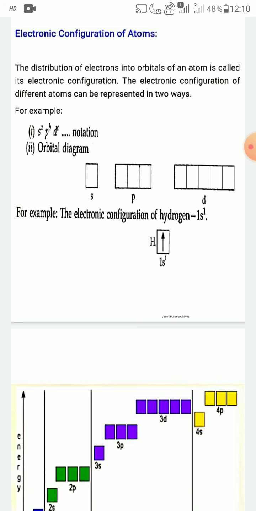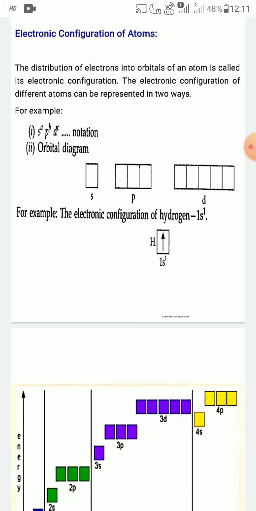Here each box represents one orbital. So for the S subshell there is only one box, because the S subshell has only one S orbital. The P subshell has 3 P orbitals, that's why it is represented by 3 boxes, and the D subshell is represented by 5 boxes. Each box means one orbital, you have to remember. So you can represent the electronic configuration of an atom using SPDF notation or an orbital diagram.